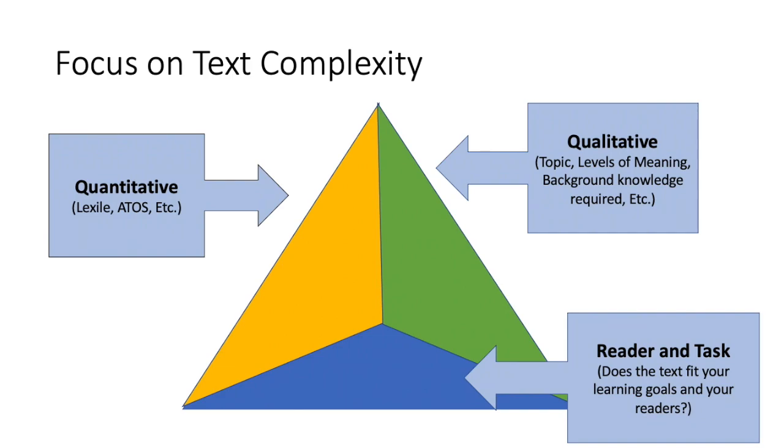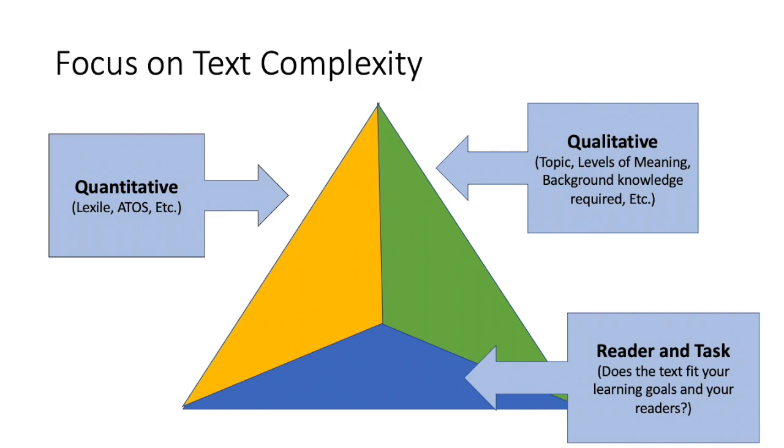The qualitative features of a text include things like levels of meaning. If there are a lot of extended metaphors, for example, that students might find difficult to understand, that text might be a relatively qualitatively demanding text, or it might have a lot of qualitative complexity for students. If a text requires a lot of background knowledge or knowledge of a certain region, those are things that can make a text more qualitatively complex.